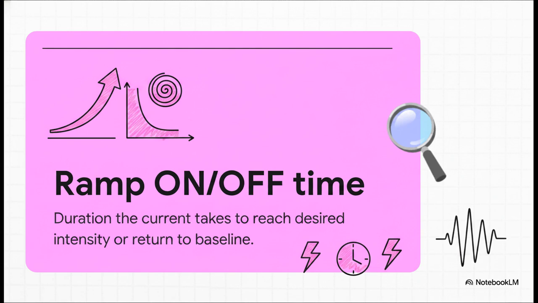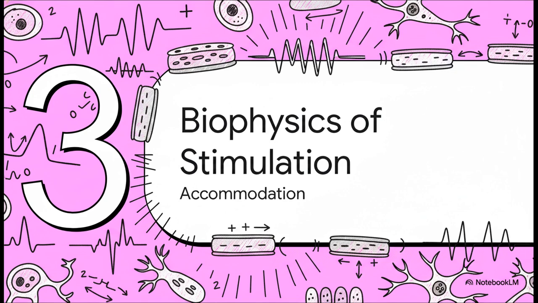It's the specific amount of time the current takes to climb from zero up to our target intensity and then to decay back down to baseline. And believe it or not, this one specific metric paves the way for the biggest biological secret in electrotherapy. Which brings us to Section 3, the biophysics of stimulation, the aha moment of accommodation.